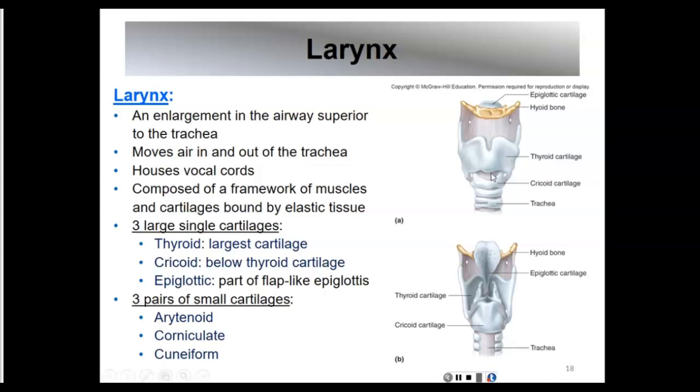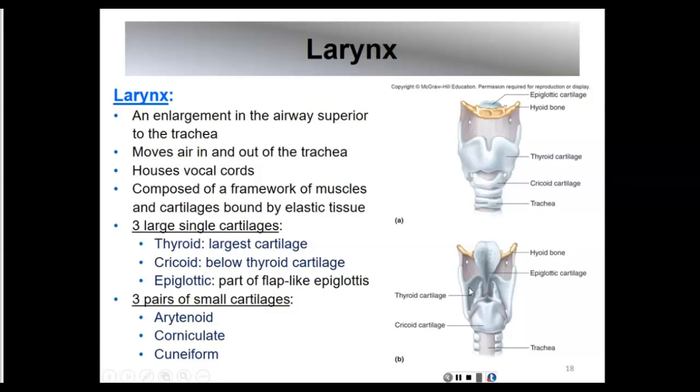And this view is from the superior view, so you're looking at the throat head on. And this is the thyroid cartilage. It looks kind of like a shield. Below it is the cricoid cartilage, right below it. And then on the posterior side, more likely, but you can see it here in the anterior view, is the epiglottic or epiglottis. From the back side, here is the epiglottis.